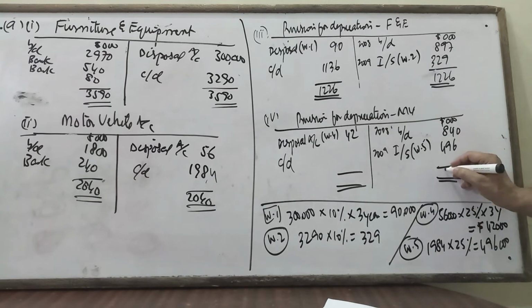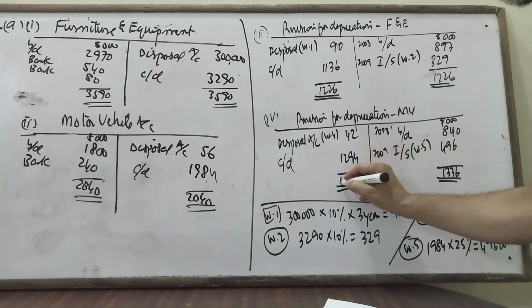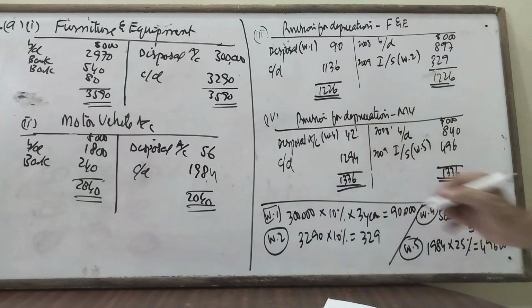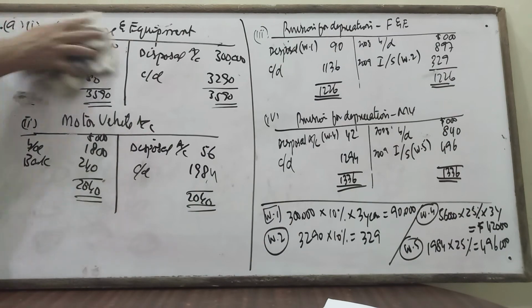The total: 1336 minus 42 is 1294, which is the closing balance of provision for depreciation on the motor vehicle. Again, there are two more requirements, of the disposal account. I'm not erasing that, I'm going to solve this here.